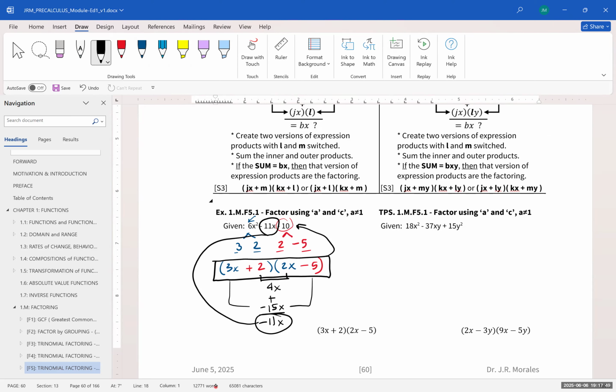All right, the next one is a think, pair, share. Try this one on your own. I've got the answer down below. So if you want to pause now, try it. I'll go ahead and give the solution here. Again, we've got a leading coefficient that is not 1. So we need to look at factors of 18. Again, we could have 1 and 18. We could have 2 and 9, and we could have 3 and 6 with negatives of both.